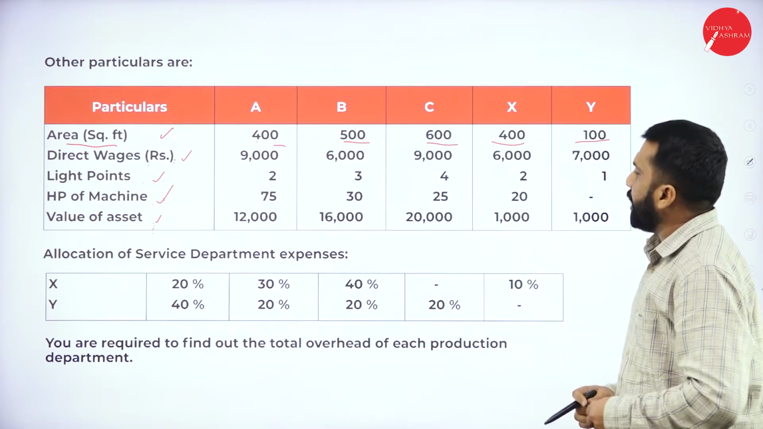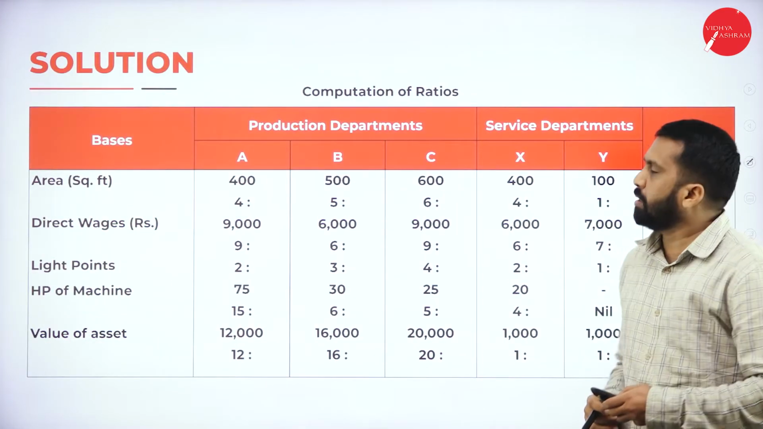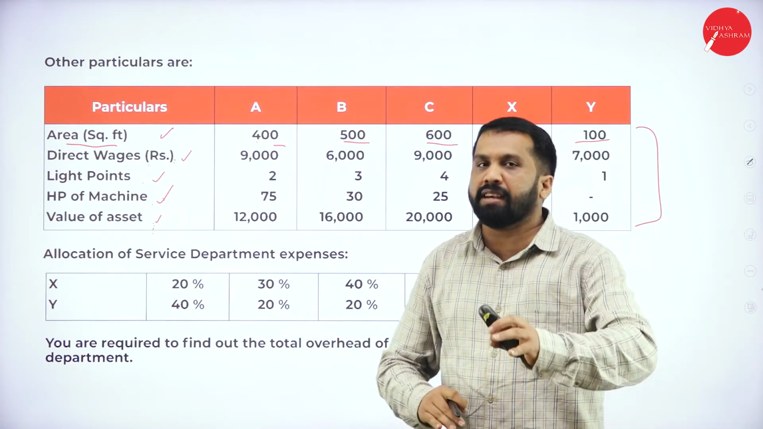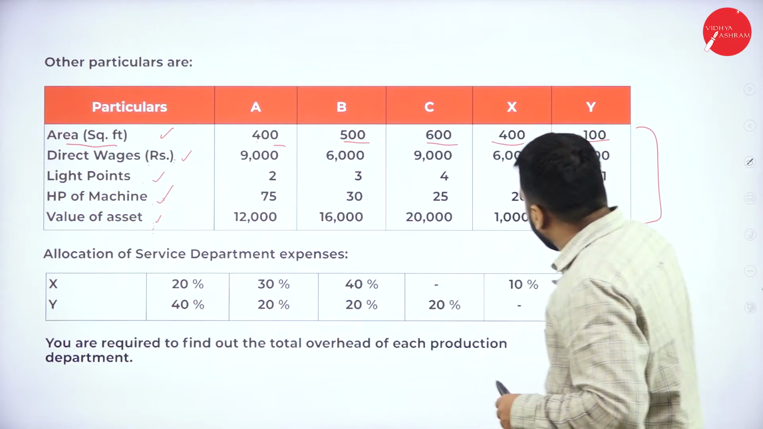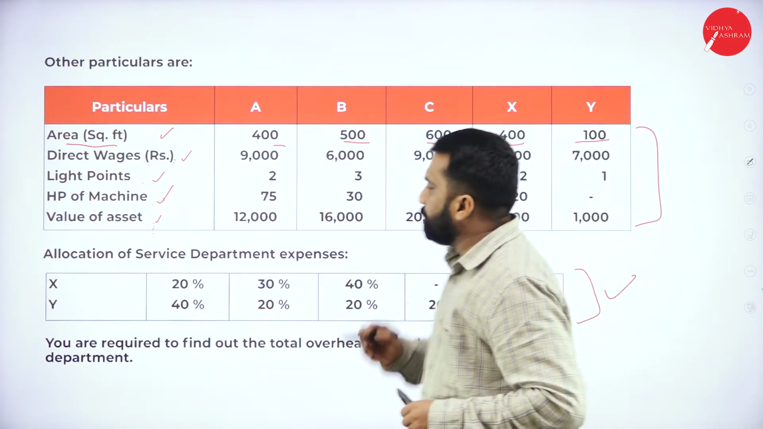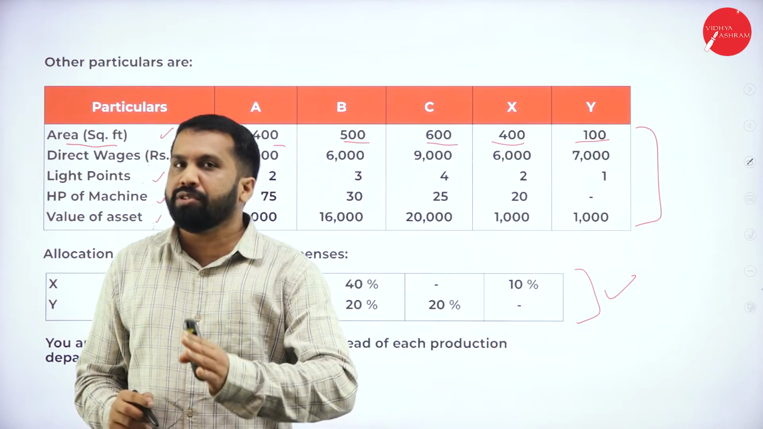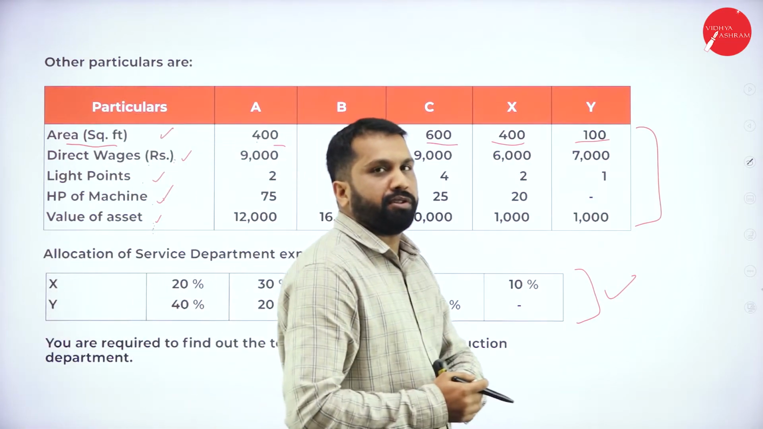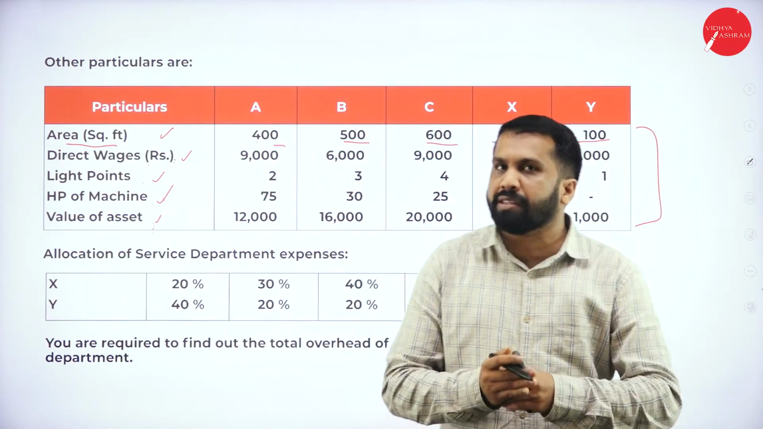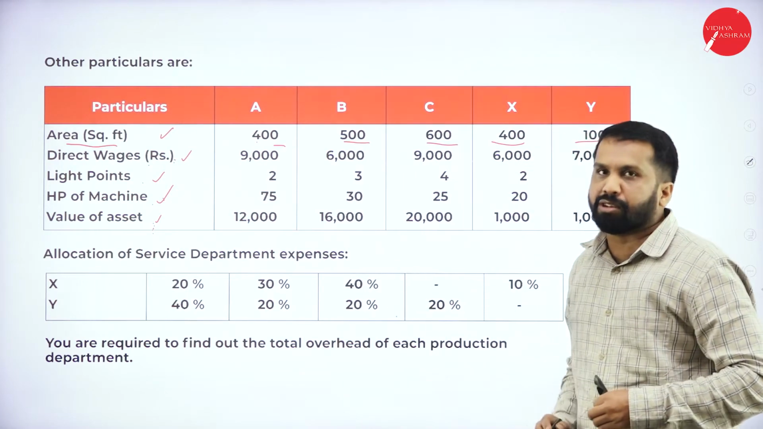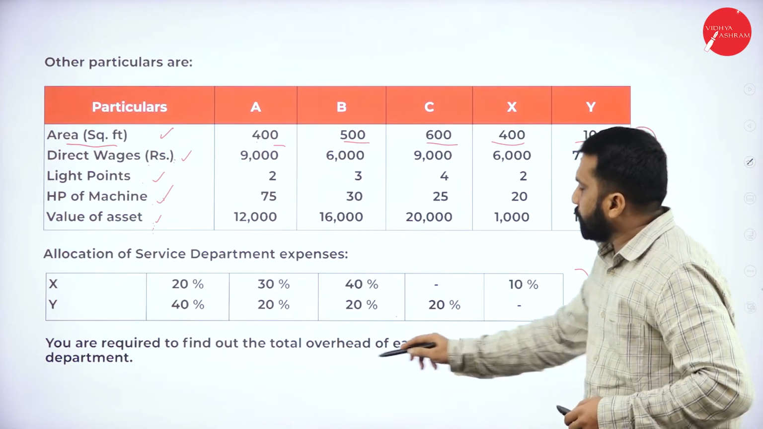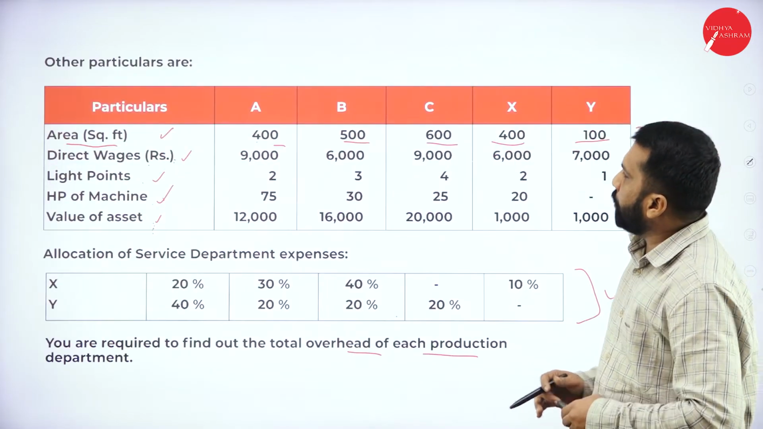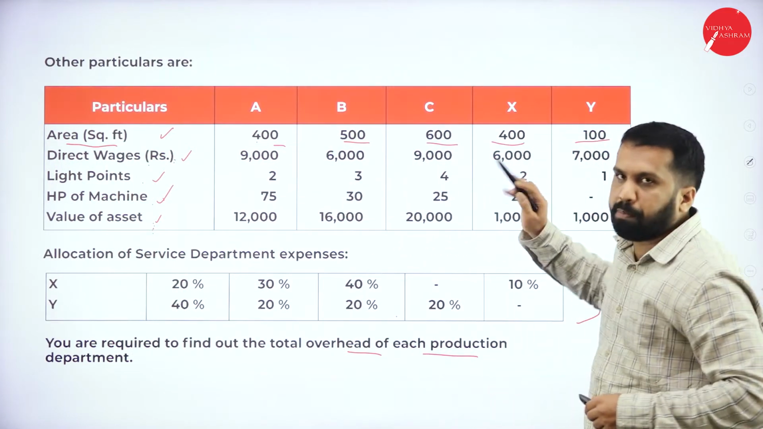Now, up to this you have understood. What is your first procedure? Whatever they have given here, you are supposed to simplify. That is your working note 1. This information is only to calculate your additional or secondary distribution. First we are supposed to do primary distribution. Once you are done with that, later we'll come back to this topic. Now, you are required to find out the total overhead of each production department. Simplifying whatever is given in the question: copy and paste everything.